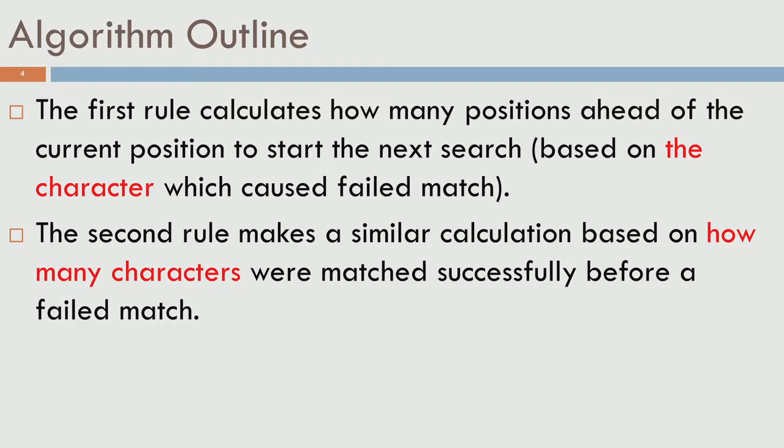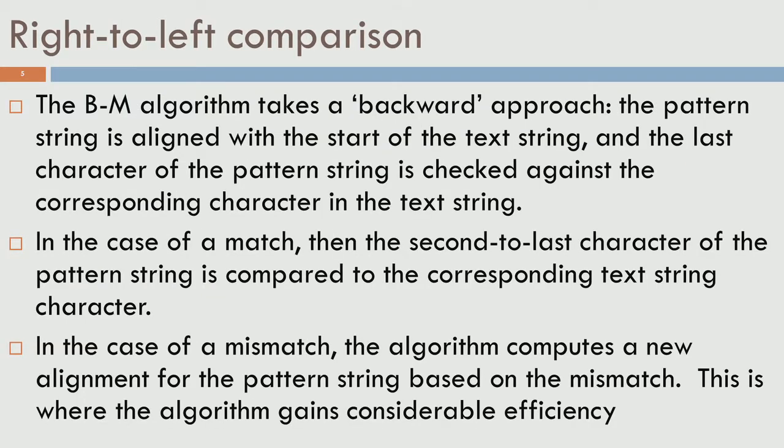The second rule also tells us how many positions to the right the pattern P has to be moved, and this is dependent upon the number of characters which were matched successfully before a failed match was obtained. We will see examples in the coming slides.